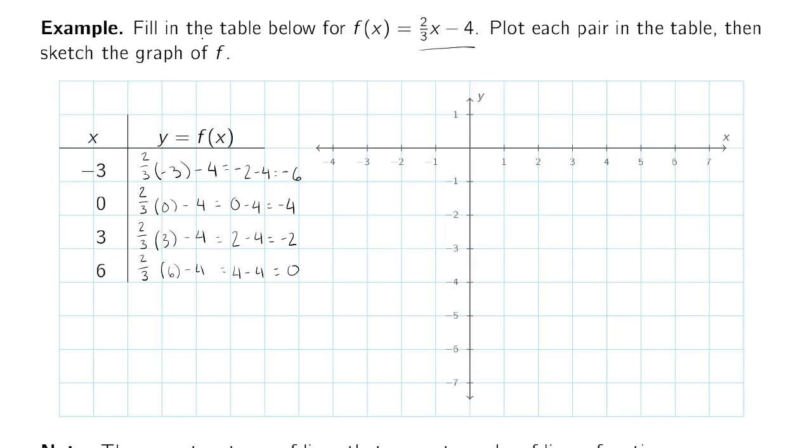Now to draw this graph, we'll plot the points x, y. So -3, -6, that'll be here. 0, -4, that'll be here. 3, -2, that'll be here. And 6, 0, that'll be here. And so the graph of this function is just the straight line that passes through all of these points.